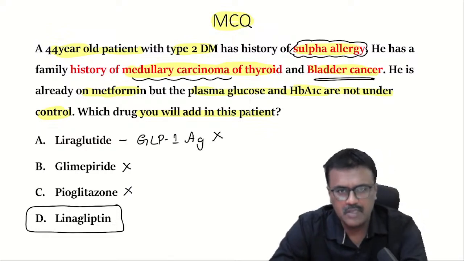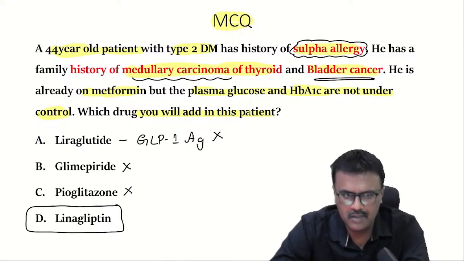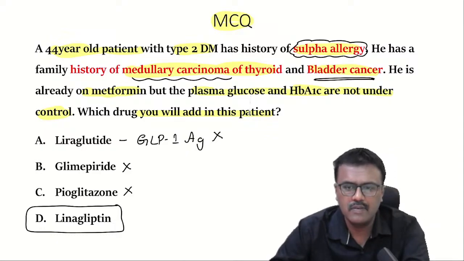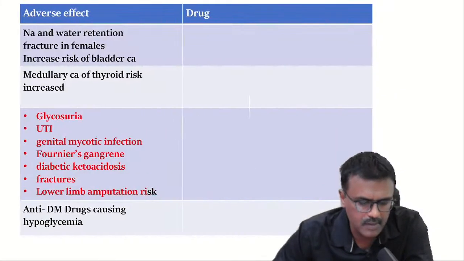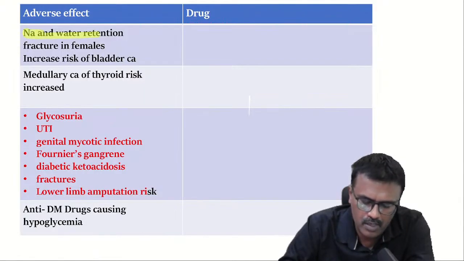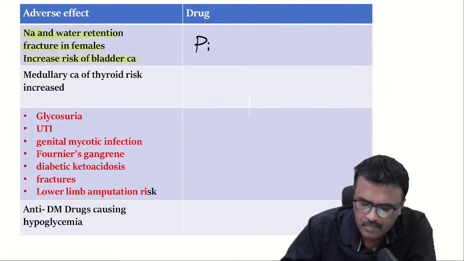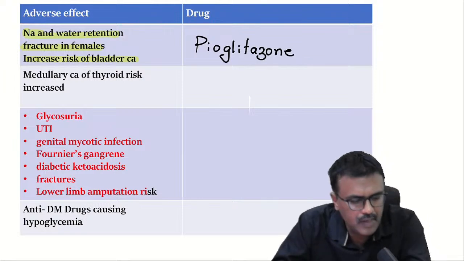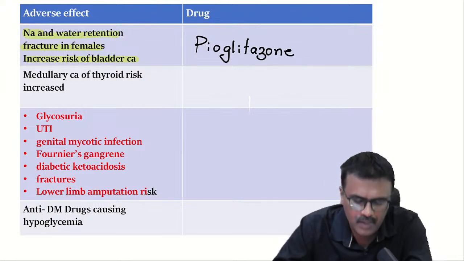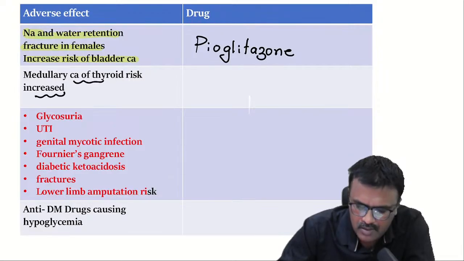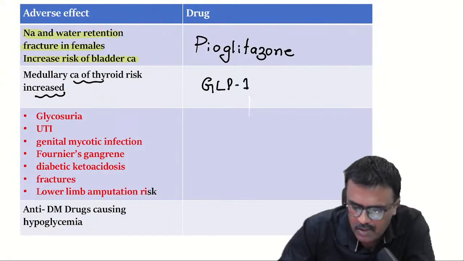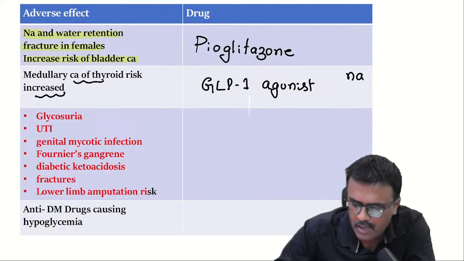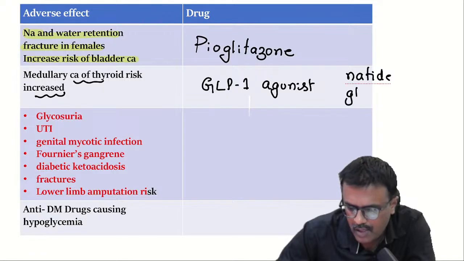So what did I understand from this MCQ? I understand the adverse effects of certain drugs. With that introduction, let us see what the drugs in diabetes are. What should I remember? First of all, sodium and water retention, fracture in females, increased risk of bladder cancer. This is seen with the drug pioglitazone. The name is pioglitazone. Medullary carcinoma of thyroid risk is increased. That is seen with GLP-1 agonists. GLP-1 agonists end with either -natide, for example exenatide, or they end with -glutide.